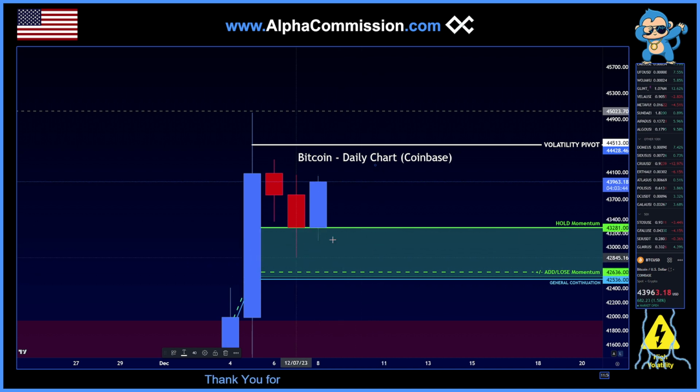Because this is the level to lose. This is the level that we could be re-entering, just like this above here is where we could be re-entering. This is our level to gain, and we didn't. We're just going sideways here. We're just holding our momentum.